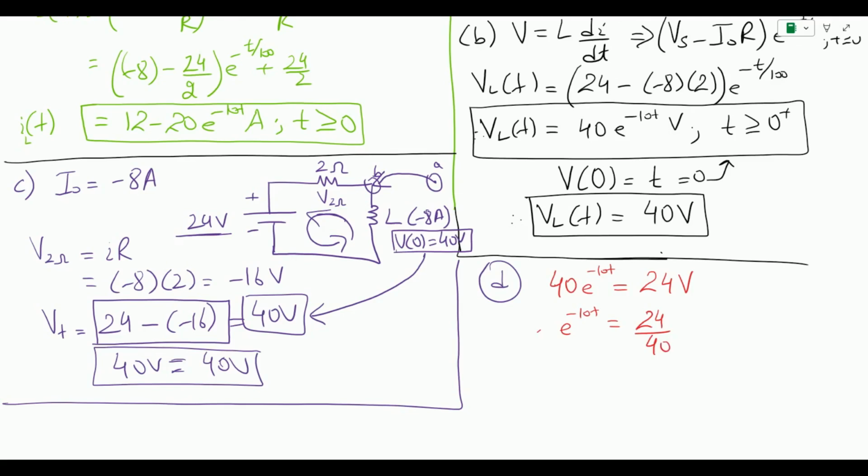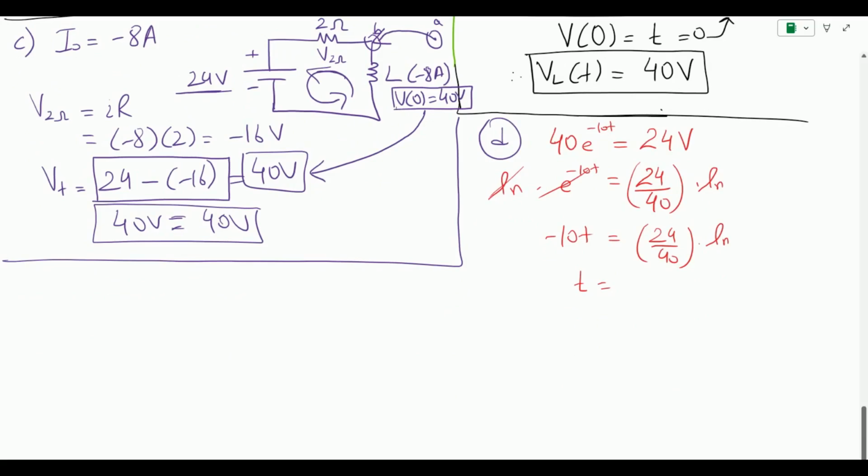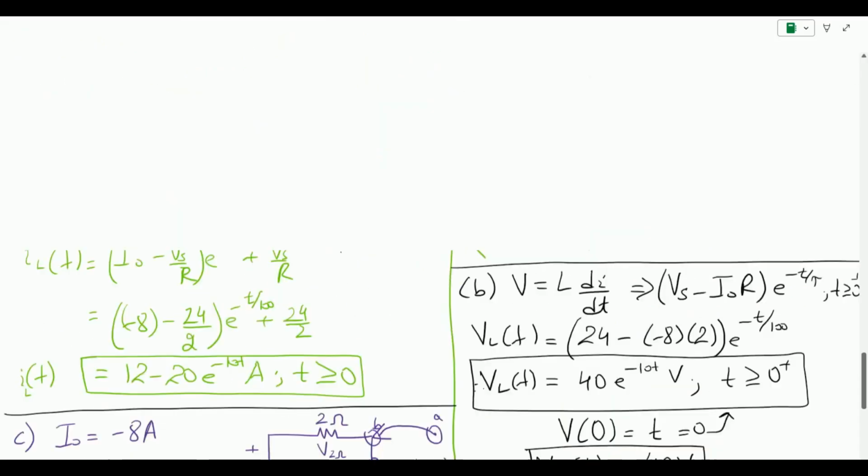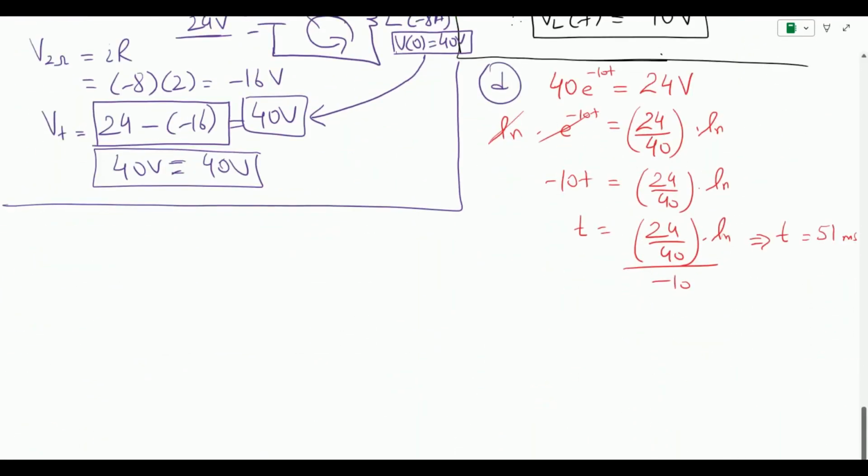In order to get rid of this exponential, multiply it with a log, or a natural log. So this cancels out. I'll be left with minus 10 of t is equal to the natural log of 24 divided by 40, and then the time comes out to be, you divide this by minus 10, or you make it more simple, natural log of 24 divided by 40 divided by minus 10, and the time comes out to be 51 milliseconds. So this is the amount of time taken by the switch or the inductor to move from the voltage of 40 volts to the value of 24 volts.